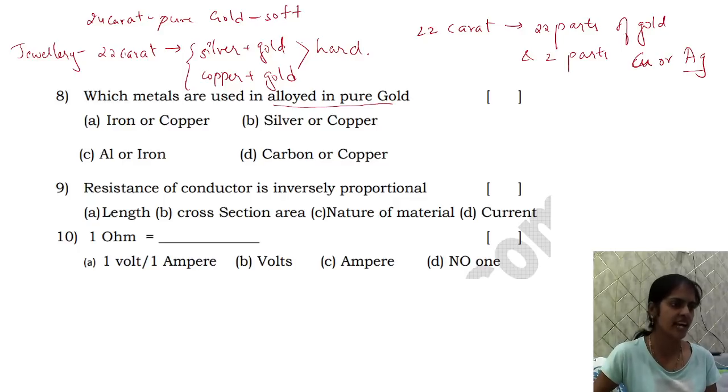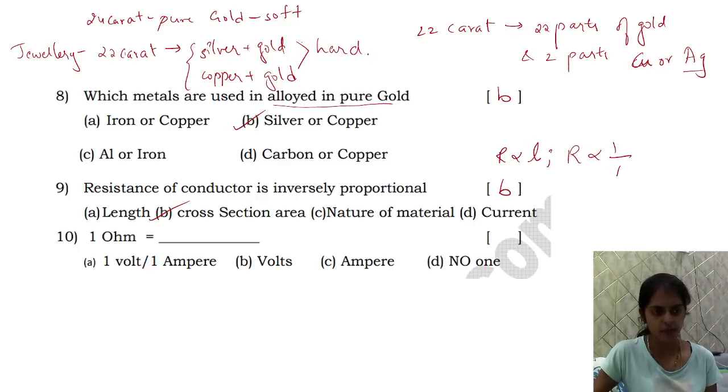Okay, so who is added? Silver or copper. Option B is correct. Ninth, resistance of a conductor is inversely proportional to the area of cross section. If the area of cross section is more, resistance is less. So resistance is directly proportional to the length of the conductor.